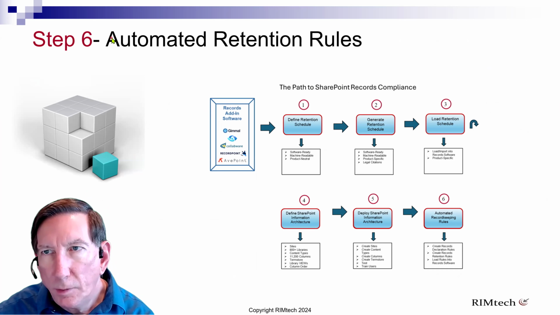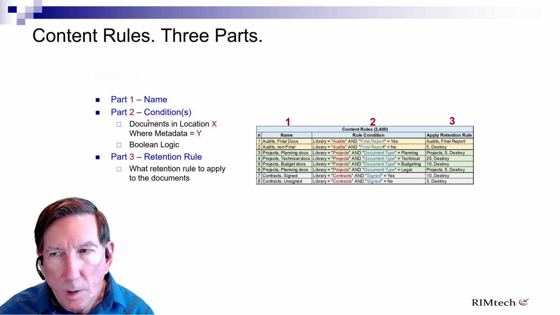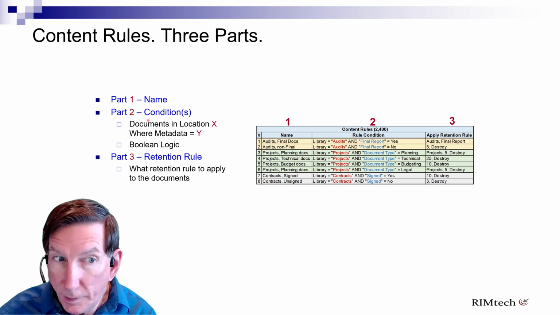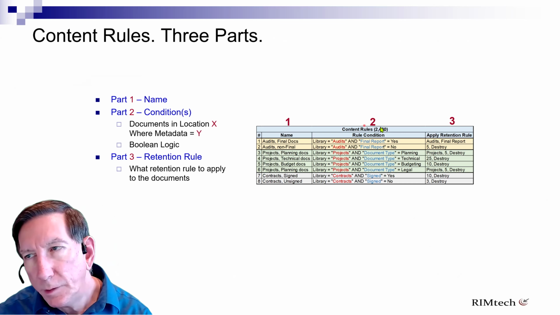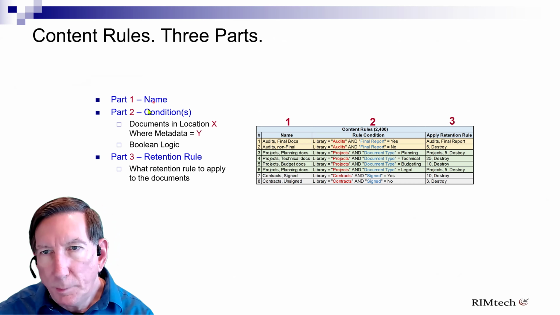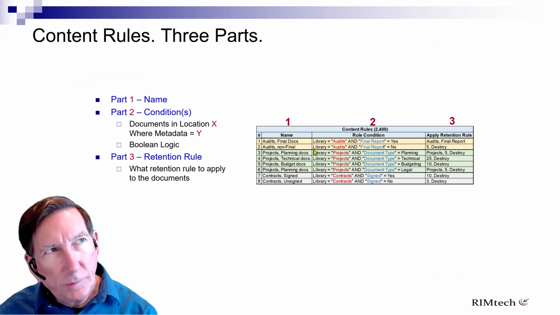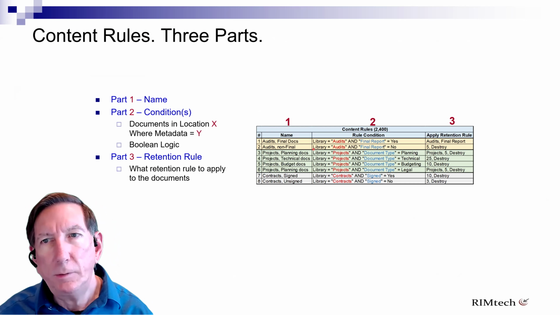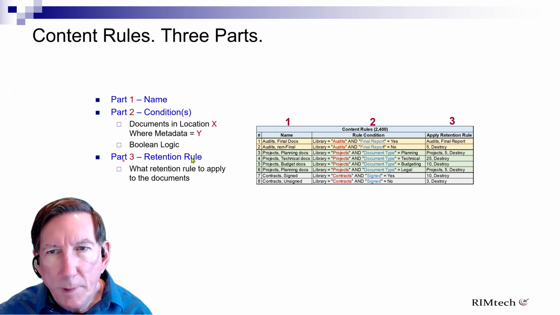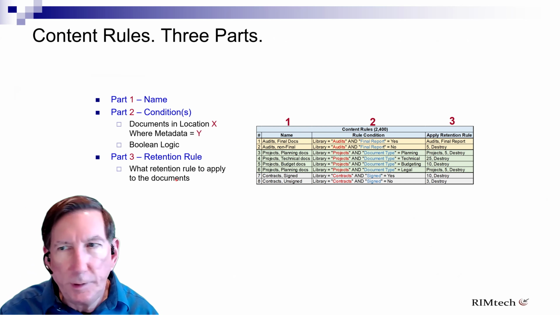Now we're done. Now we go to step 6, which is the automated retention rules. This is the secret sauce. I highly, highly recommend you watch our YouTube video on how to do this. Automated record keeping in an EDRMS. So you have to create these things called content rules. Every rule has a part, or a name. We have a condition, which specifies which records in SharePoint we are talking about. And then you have to have a retention rule that will be applied to those documents in SharePoint.